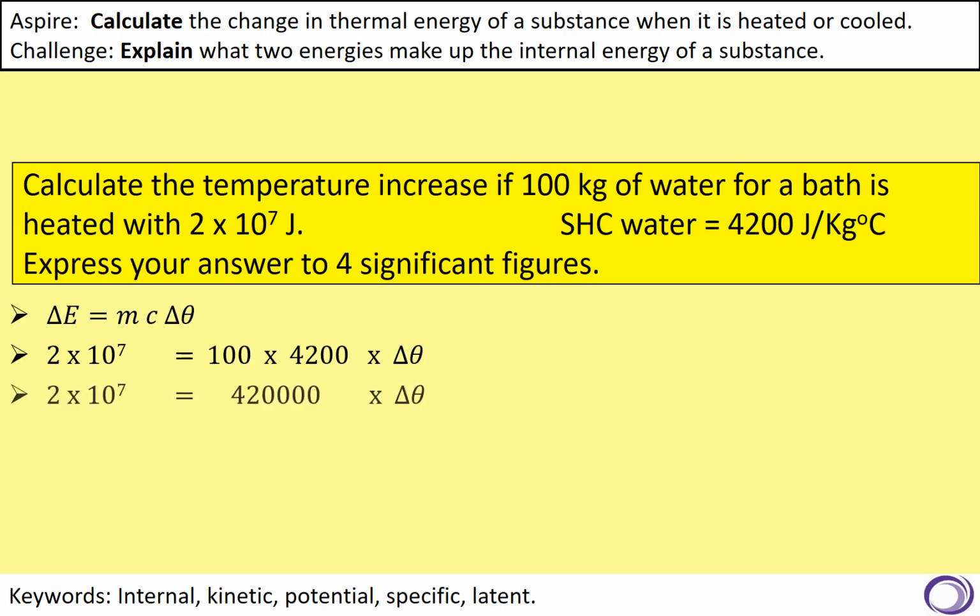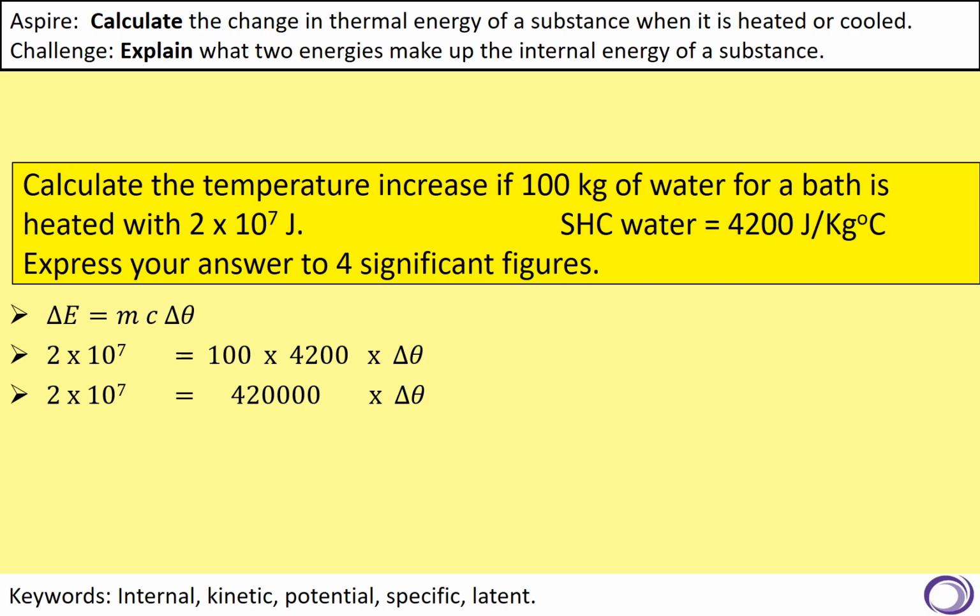So then it's a bit easier to rearrange it. We've got 2 times 10 to the power of 7 equals 420,000 times the temperature change. Now we can rearrange it. What I want to do is get rid of that big long number, so we divide 420,000 times the temperature change by 420,000.